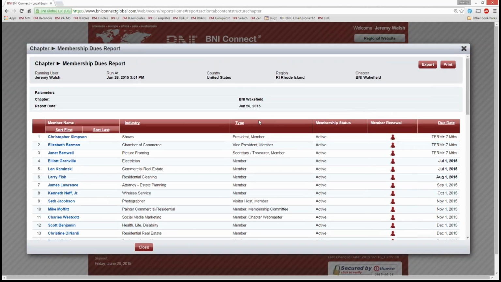If you are doing the online renewal process in your region, this also is where you can do a pre-approval for those members by clicking on the Redhead. If you're not doing it, then that option won't be available.